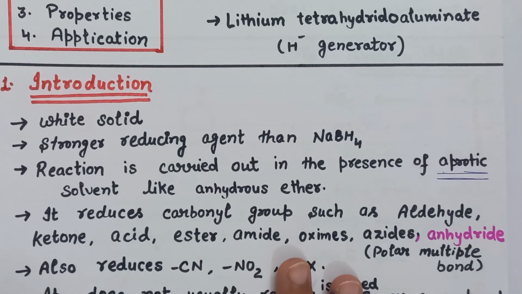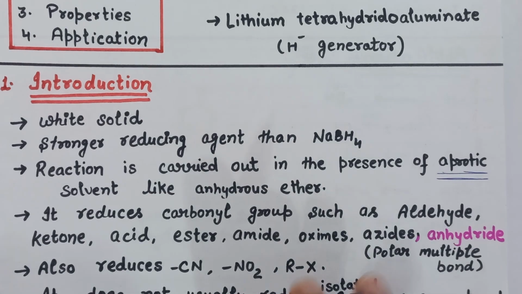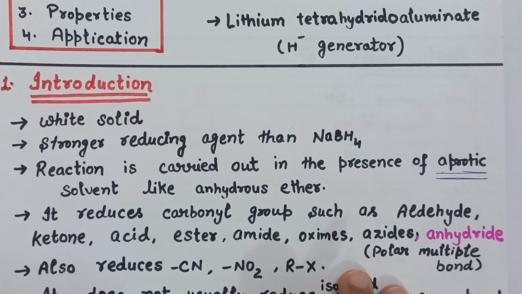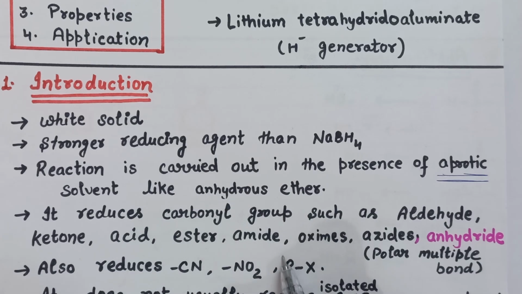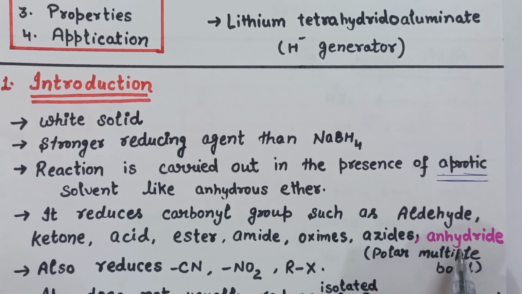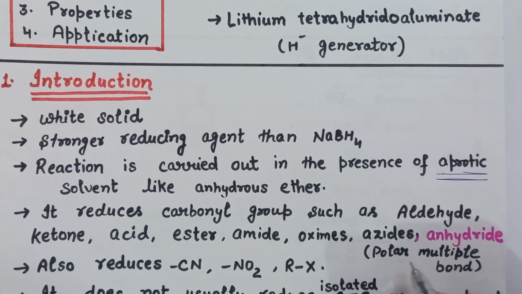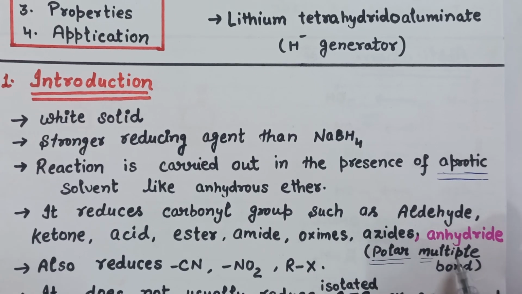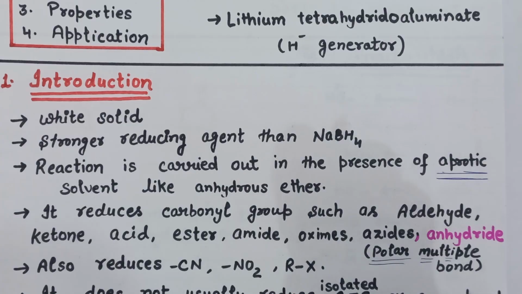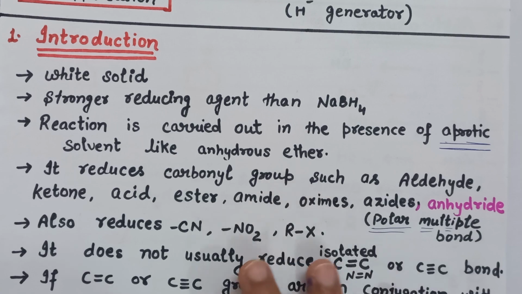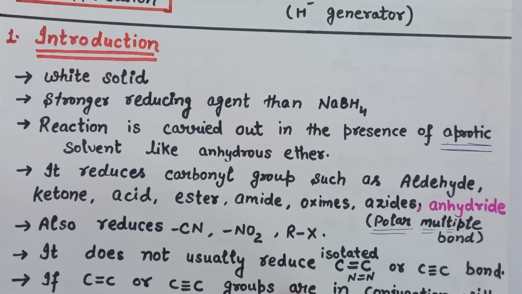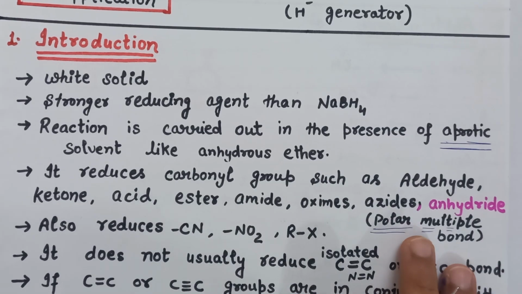Third, it reduces the carbonyl group. Lithium aluminum hydride can be used to reduce aldehydes, ketones, acids, esters, amides, oximes, azides, and anhydrides. It can reduce polar multiple bonds. So lithium aluminum hydride is generally used to reduce polar multiple bonds. It can reduce nitriles, the nitro group, and alkyl halides. So, lithium aluminum hydride can reduce only polar multiple bonds.